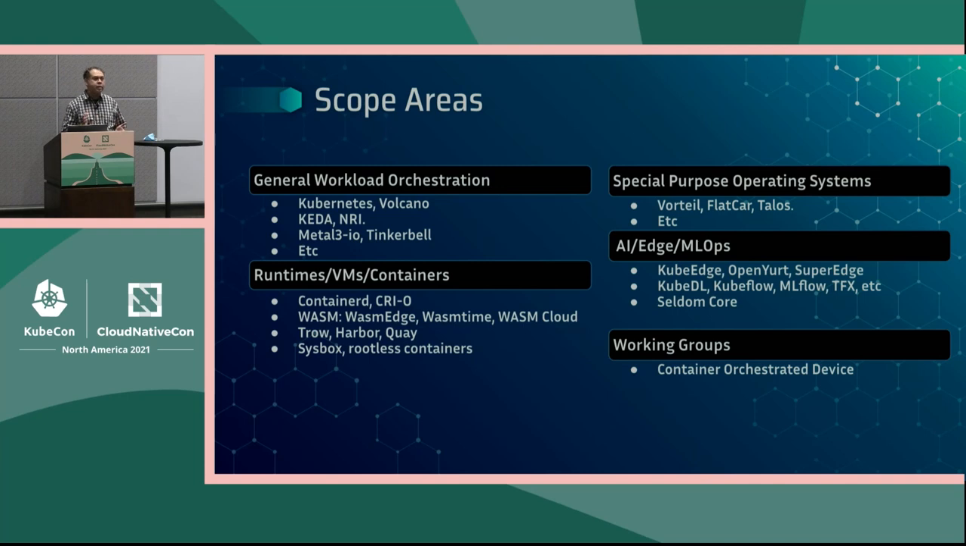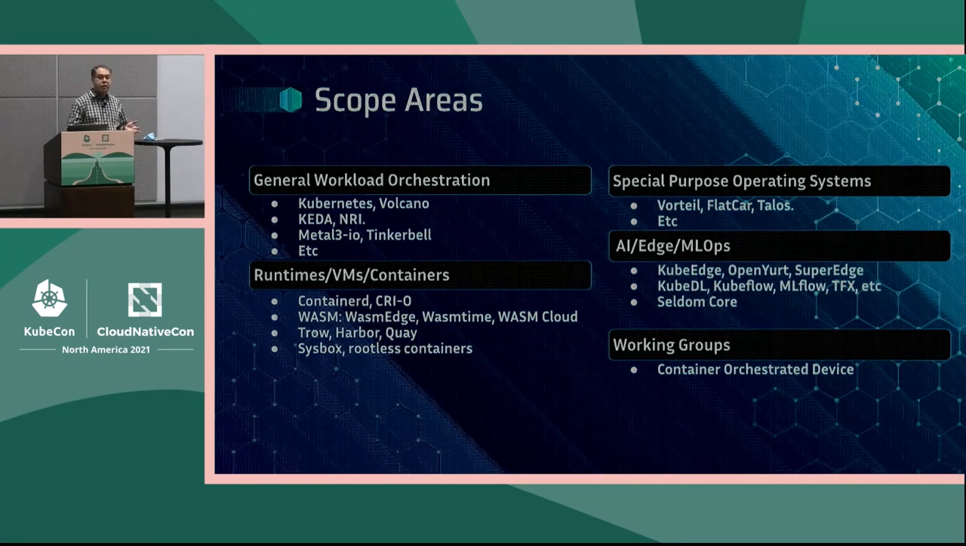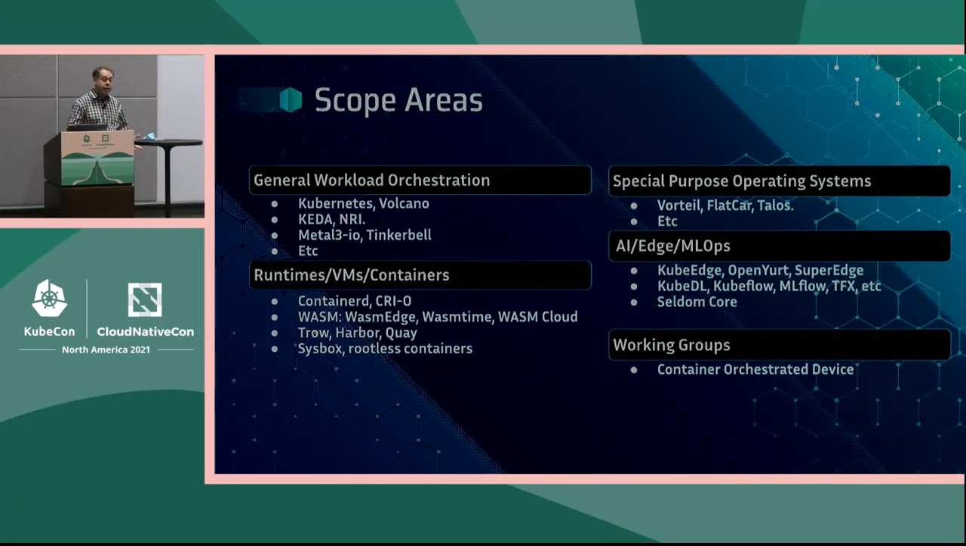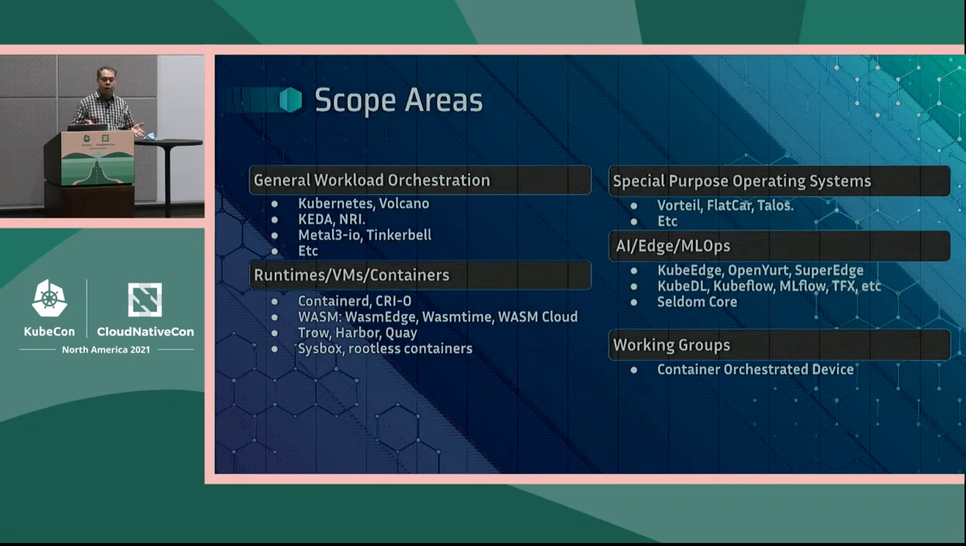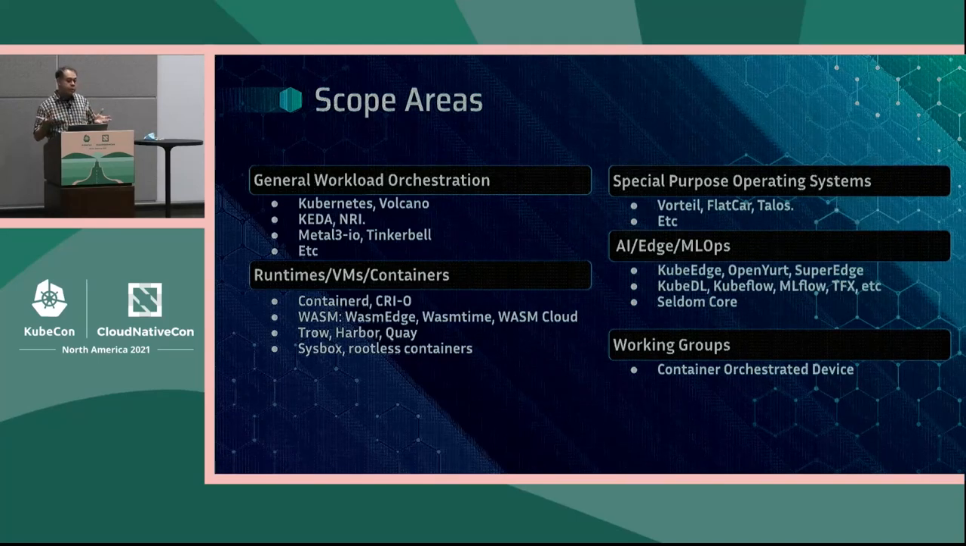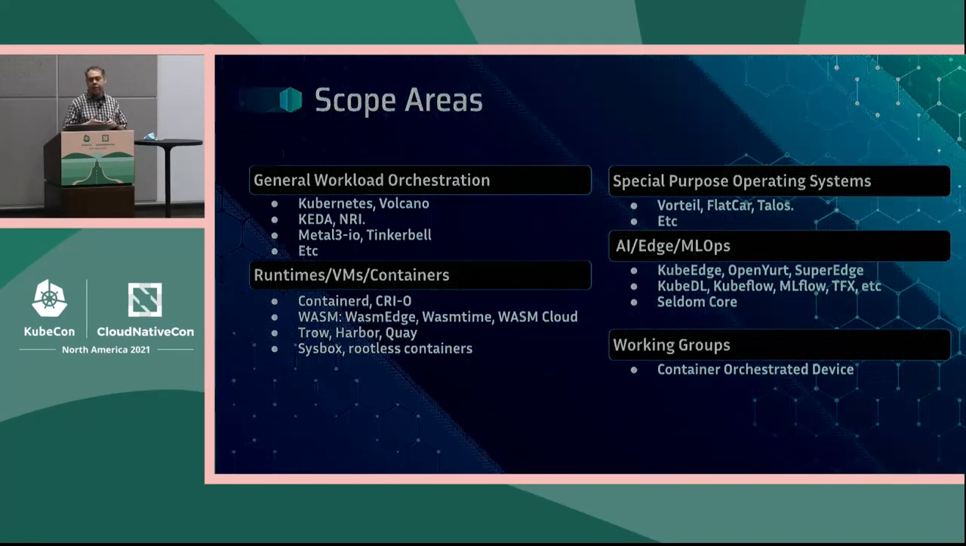So we have these different scope areas. First, general workload orchestration, where Volcano and Kubernetes fit in. And we have the VMs and runtimes: CRI-O, containerd, the WebAssembly runtimes. We have the container image registries like Quay and Harbor. And other projects like rootless containers are there.